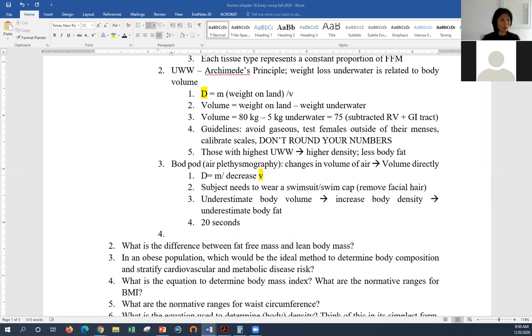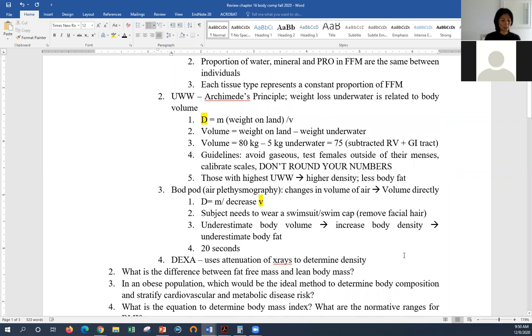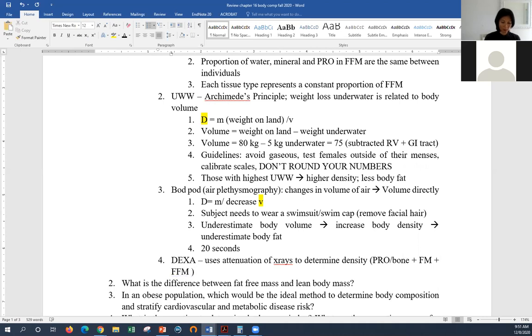So the DEXA uses X-rays, or actually the attenuation of X-rays, to determine density. So DEXA's not a two compartment model because it's measuring protein or bone, right? Plus fat mass. So it's usually considered a three compartment model.